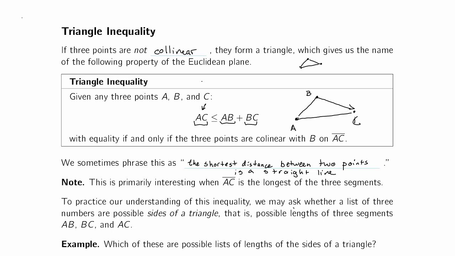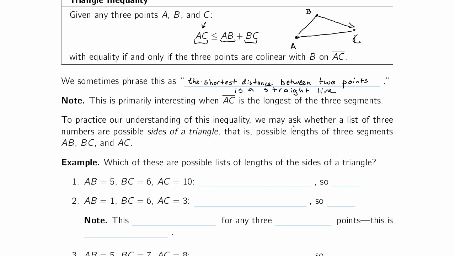To practice our understanding of this inequality, we sometimes ask whether a list of 3 numbers are possible sides of a triangle. That is, possible lengths of 3 segments AB, BC, and AC. Now this is not a problem that we will necessarily encounter in real life, though it is a way of detecting that we've made an arithmetic mistake in finding some lengths. This is mostly something that we're doing to practice our understanding of this inequality. But we're going to check, are the 3 lengths listed here possible lengths of the sides of a triangle?